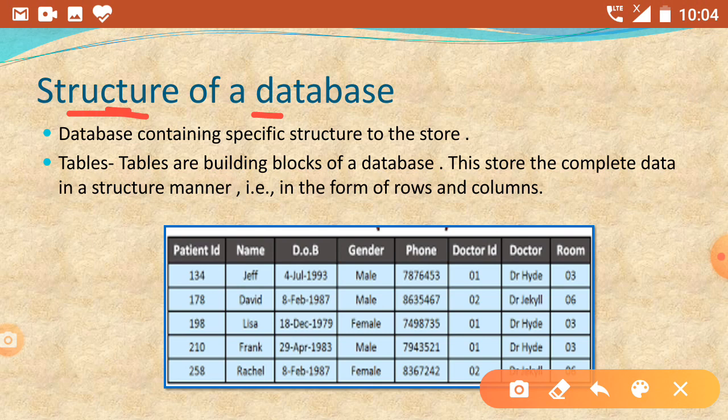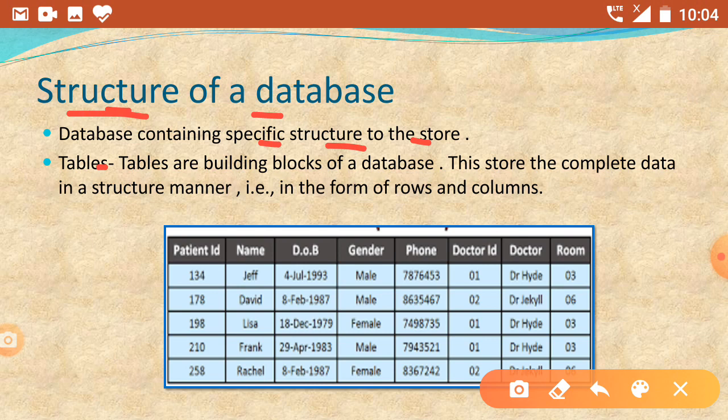Now come to the topic. A database contains a specific structure to store data. If they want to store any type of data, there should be a structure. And today we will talk about the structure of a table. It means that we can store our data in the form of a table. So a table is also a structure of a database.